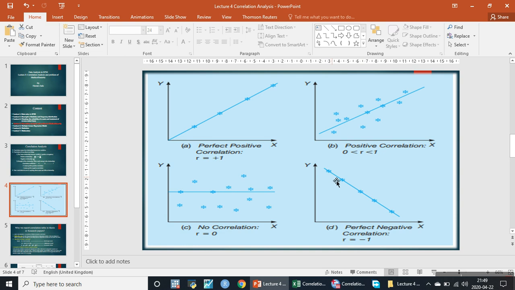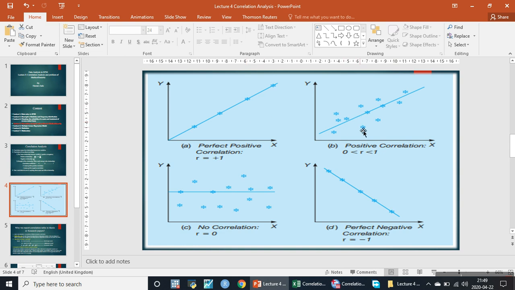But the graph is downward, it means that there is a negative relationship between two variables. If the points are downwards, so the line will also be downward, and it indicates the negative relationship. If the points are upwards, then it indicates that there is a positive relationship.